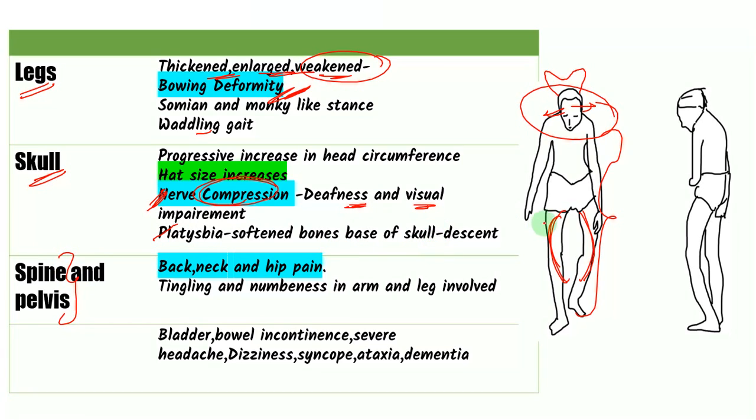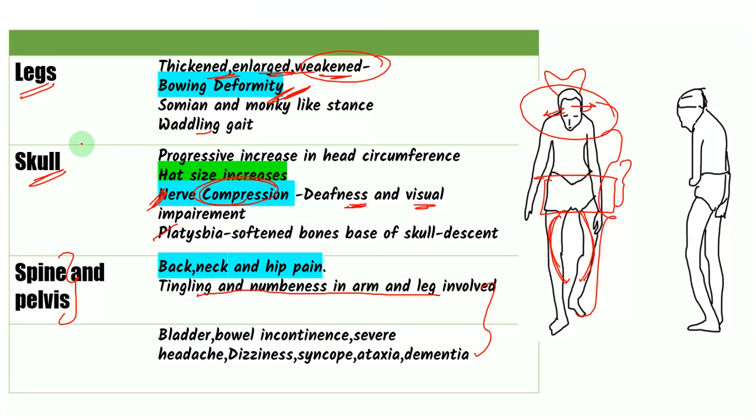When involving the spine and the pelvis, naturally the most common complaint would be back, neck and hip pain. There would be tingling and numbness in the arm and leg involved, bladder and bowel incontinence, severe headache, dizziness, syncope, dementia, etc. Because again, the foramina of those areas are reduced in size, leading to nerve compression.